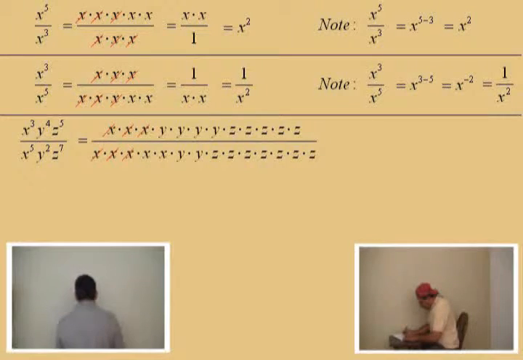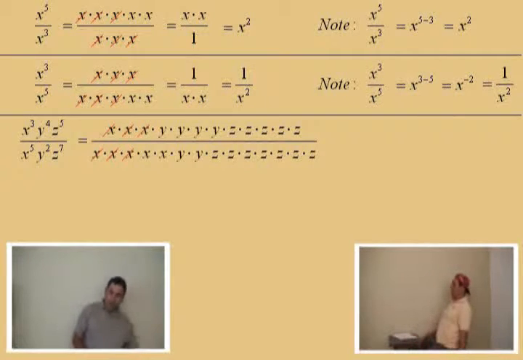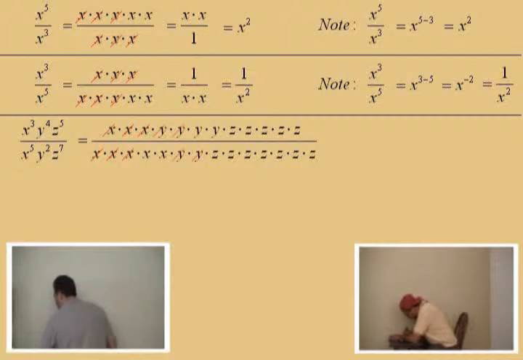Okay, how many y's can we cancel out, Charlie? Remember, we have 4 y's on top and 2 y's on the bottom, so we can only cancel how many y's out? 2. We can't cancel more than 2 because we only have 2 on the bottom. So it appears that it'll leave us with 2 y's on the top.